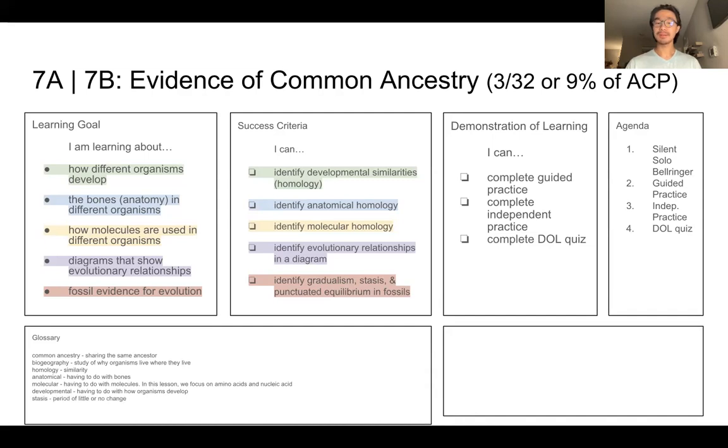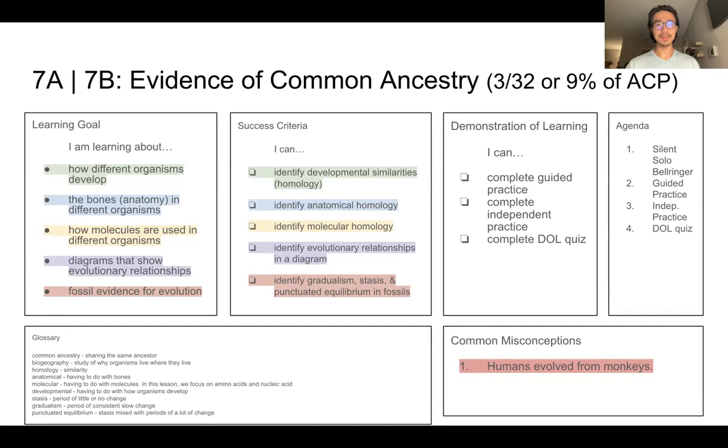Stasis is a period of little to no change. Gradualism is a period with consistent and slow change. And punctuated equilibrium is stasis mixed with periods of a lot of change. There's one common misconception we will definitely address today, which is the idea that humans evolved from monkeys.